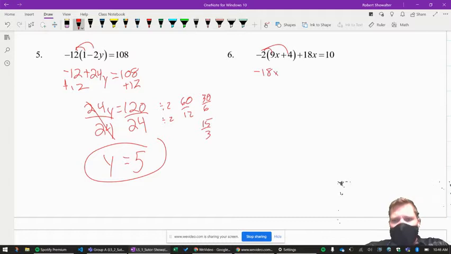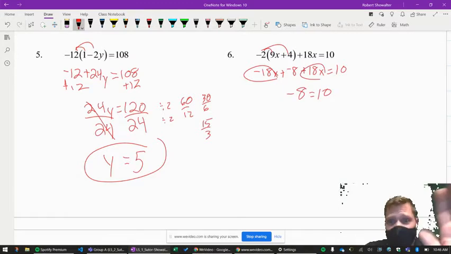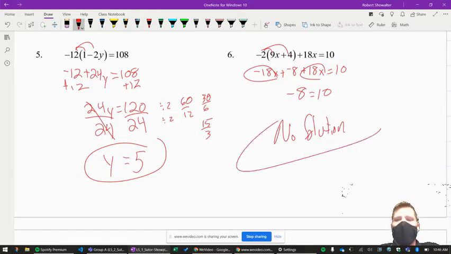Distribute. Negative 18x plus negative 8 plus 18x equals 10. So we combine like terms. Negative 18x plus 18x is going to be 0. So we get negative 8 equals 10. Guess what happened? We have no solution because there's no more x's. So we say no solution. Woo-hoo! Next.